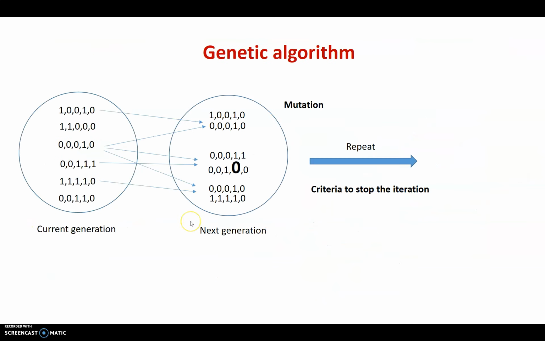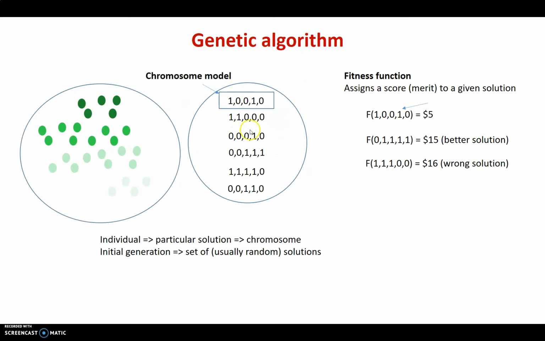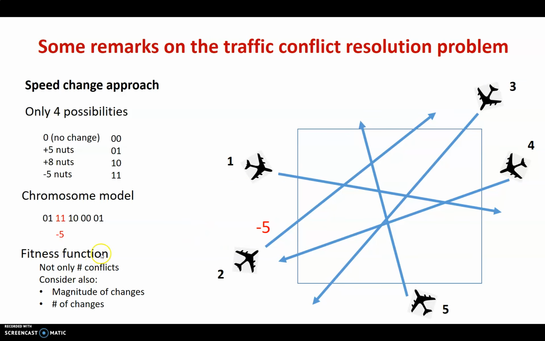So we have the chromosome model, and with the chromosome model we can build the initial generation of possible solutions and start the process. But we also need to define the fitness function, and we may wish to consider not only the number of conflicts, that maybe is the most important figure, but you can also consider, for instance, the magnitude of the changes, because we may prefer solutions where the changes are small, not so large. Or maybe you may prefer solutions where the number of changes is not very large.